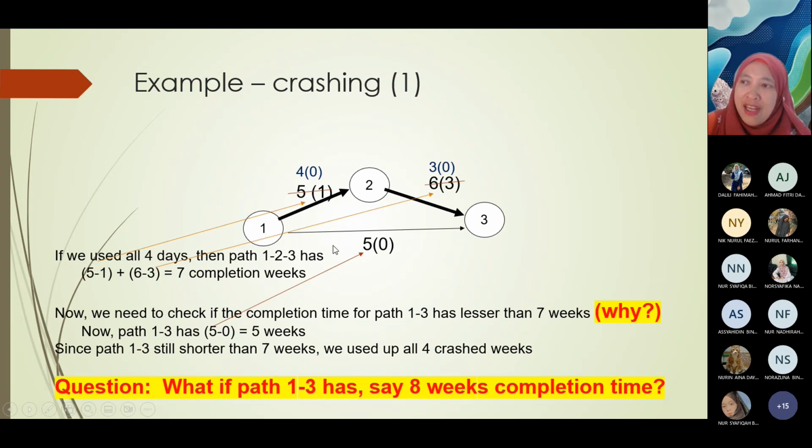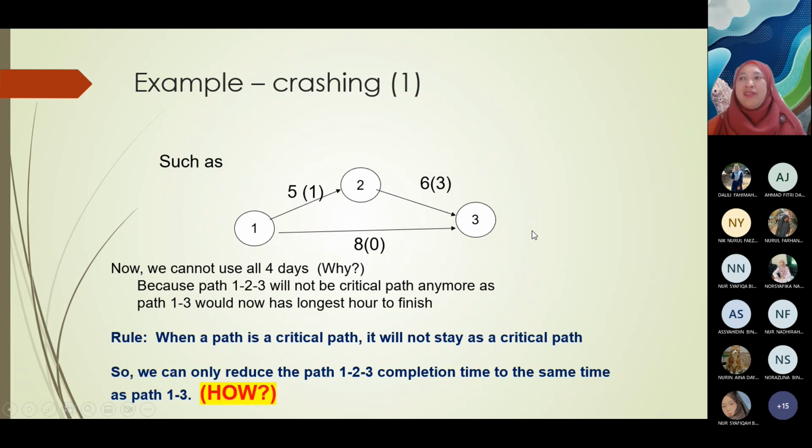But okay, we have also to look on the 1 to 3. Okay, kalau 1 to 3 lesser means that kurang daripada 7, okay lah kita boleh buat crash. Tapi kalau kata path 1 to 3, assume, okay, assume 1 to 3 ni ambil masa 8 hari. Sedangkan 1, 2, 3 ni 7 hari kalau kita buat project crash. Okay. This is example lah.